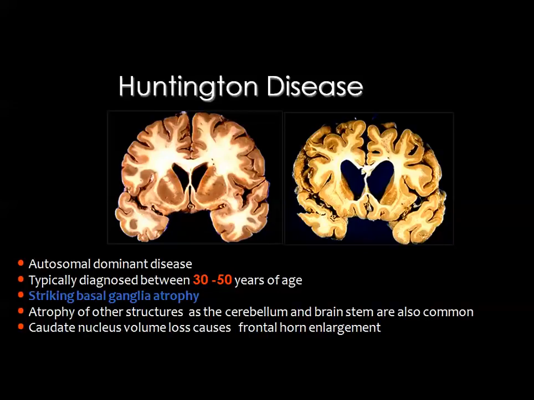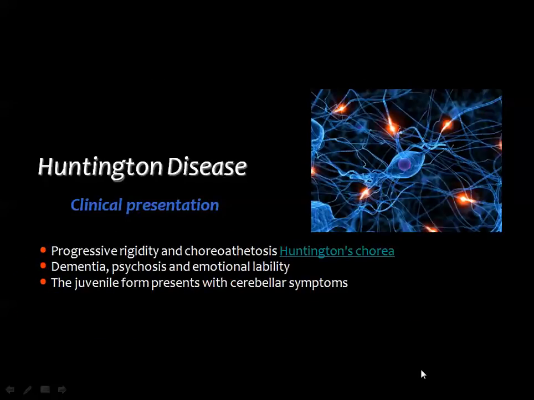Then we came to Huntington disease, and this is an autosomal dominant disease, and it typically presents by the age of 30 to 50 years. And the main imaging finding is the severe atrophic changes of the basal ganglia, especially the caudate nuclei. And this is the appearance of the basal ganglia in a normal brain sample. And here you can see the atrophic changes with consequent dilatation of the frontal horns of the lateral ventricles.